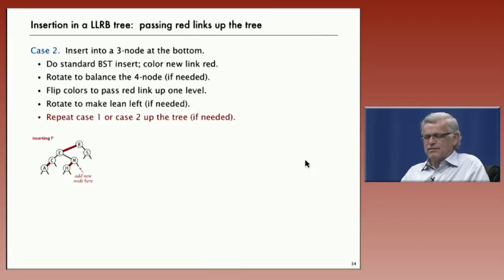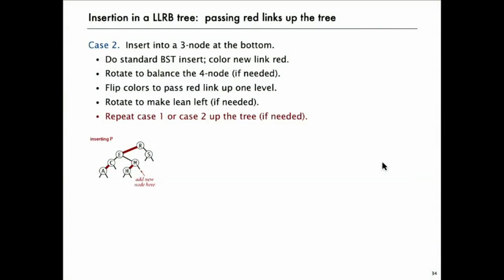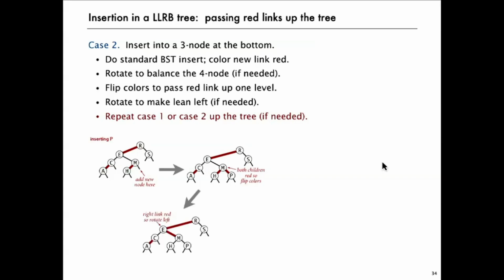And here's an example. So say we're inserting P into this left-leaning red-black tree. It goes to the right of M, so we get a temporary 4 node that's got 2 red links. Both children are red in that thing, so we want to flip the colors. We flip the colors, and now our temporary 4 node is up higher in the tree, but it's not balanced, so we're going to have to do 2 rotations to make that balanced.